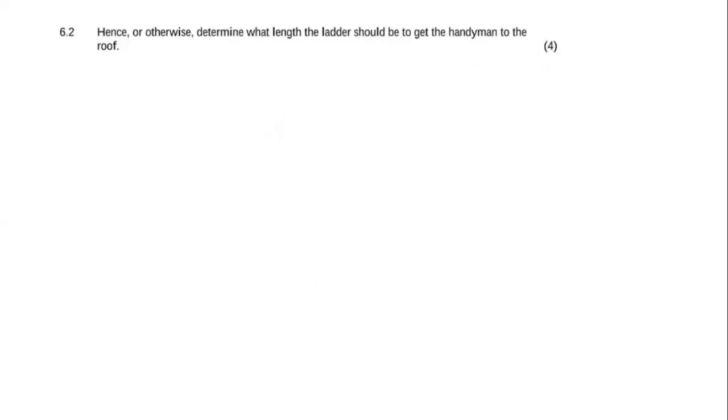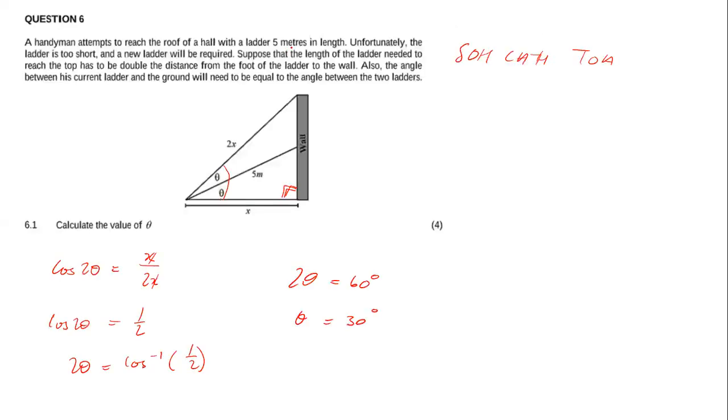Now 6.2 says to us, hence or otherwise determine the length the ladder should be to get the handyman to the roof. So we want to determine the length of the ladder, the length of the ladder to get the man to the roof. So that means we're gonna have to calculate our 2x. How are we going to calculate 2x?